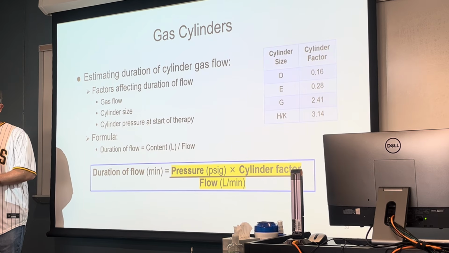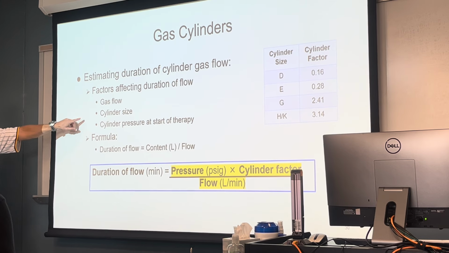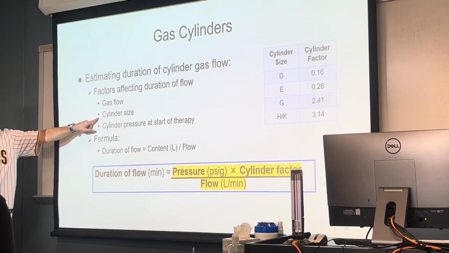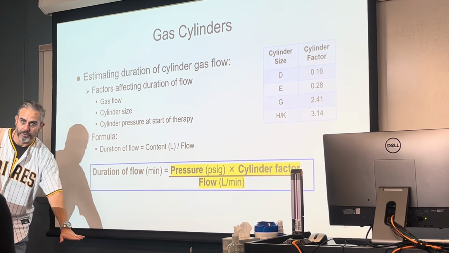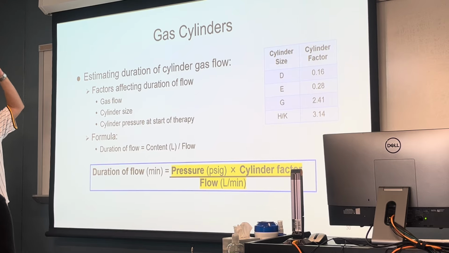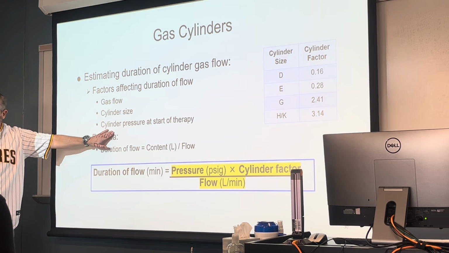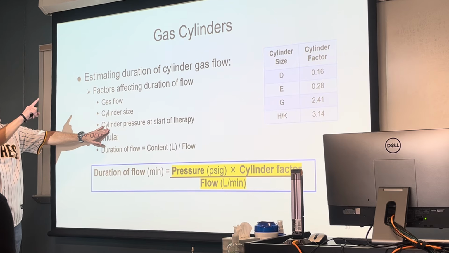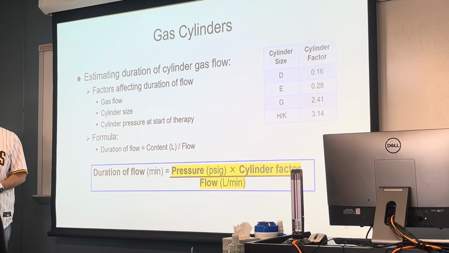We need to know the gas flow. How long are we going to have that gas flowing for? At what speed? At what liter flow? What size tank are we using? Is it an E? Is it the double A? Is it an H? How long will it last? And what's the pressure? Because again, we're talking gas cylinders. What's the pressure at the start of therapy?